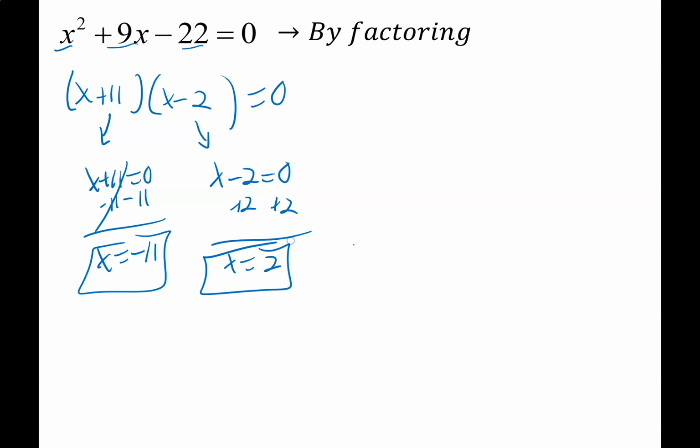and positive 2. Now the cool part out of this is when I do the other methods, I had darn well better get these same answers. Otherwise, there's an error in my computation. So let's take that same problem and do it by completing the square.